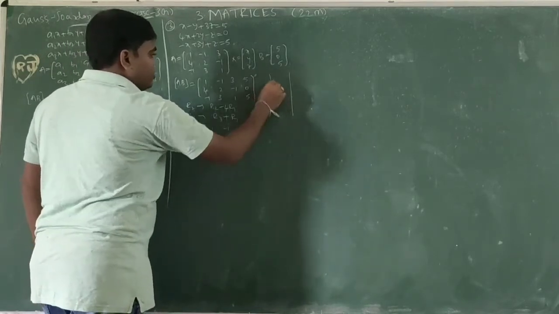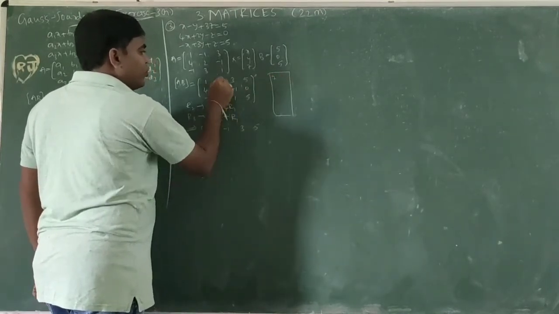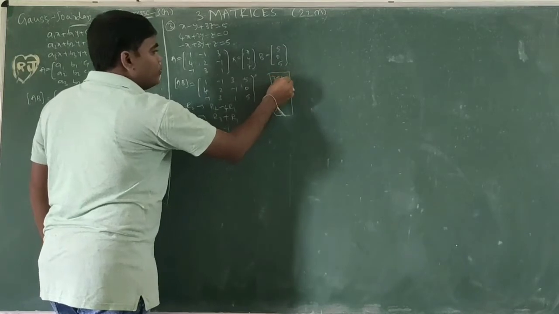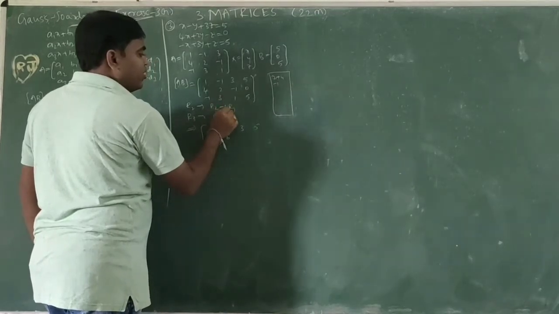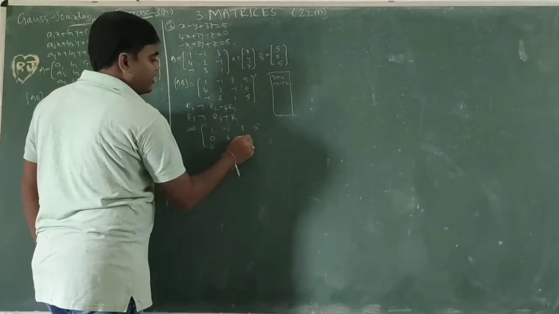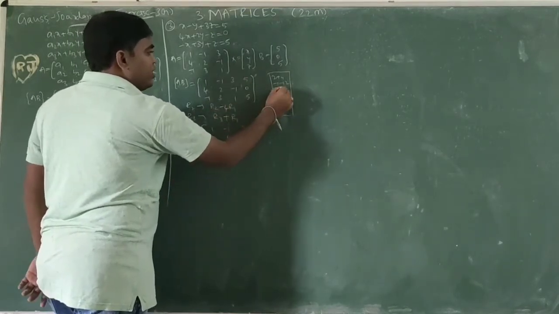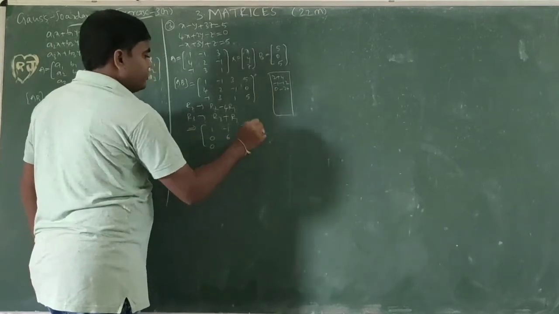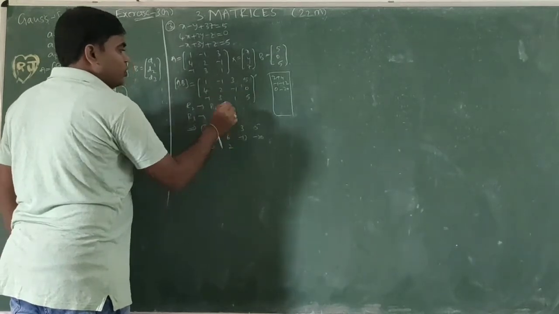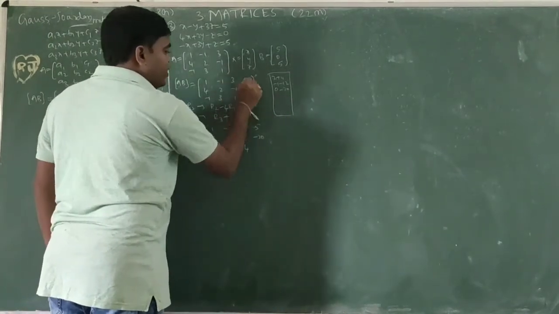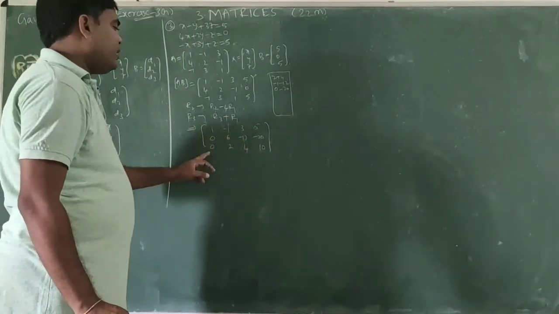Now, R2 becomes R2 minus 4 R1: 0, 2 plus 4 is 6, minus 1 minus 12 is minus 13, and 0 minus 20 is minus 20. Next, adding R1 to R3: minus 1 plus 1 is 0, 3 minus 1 is 2, 1 plus 3 is 4, 5 plus 5 is 10. Now in the first column, except for the diagonal, the remaining two are zeros.